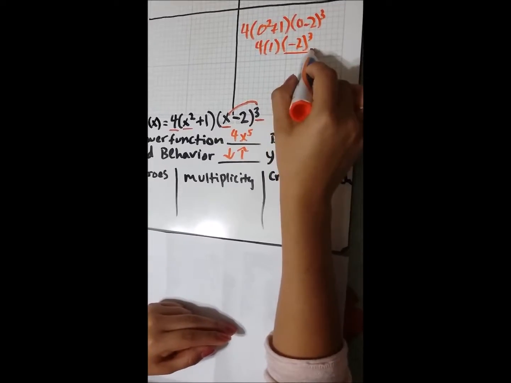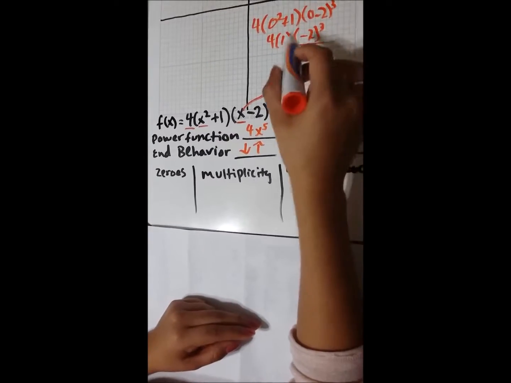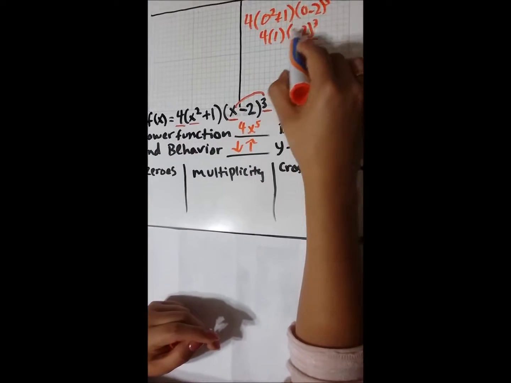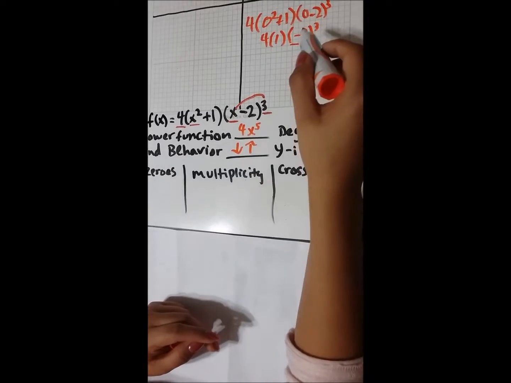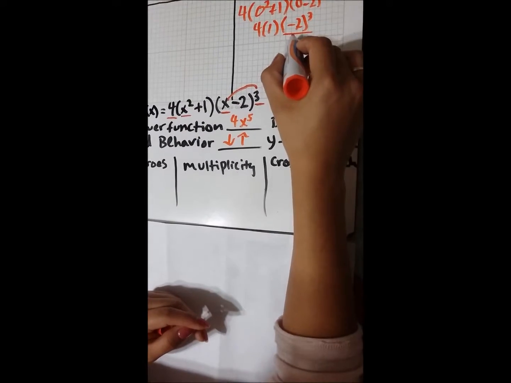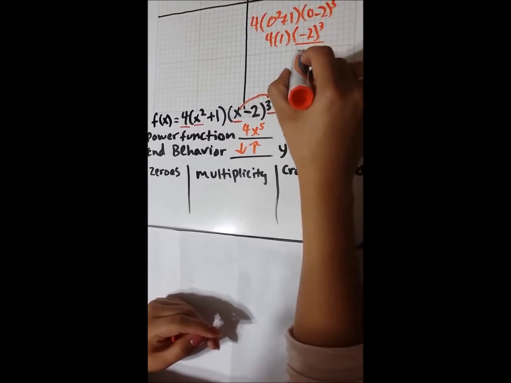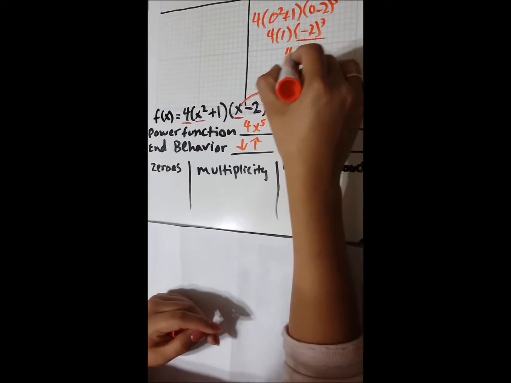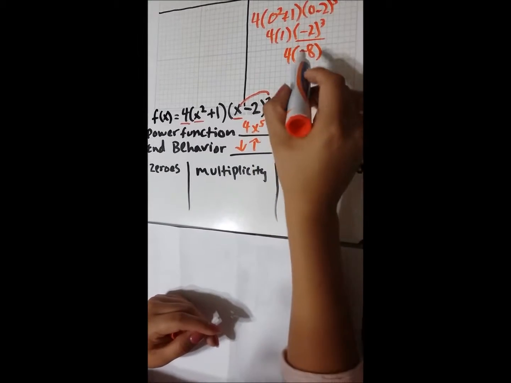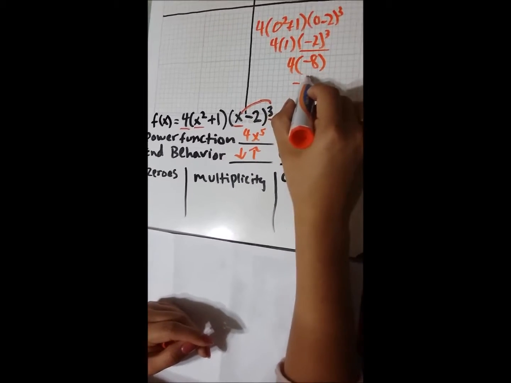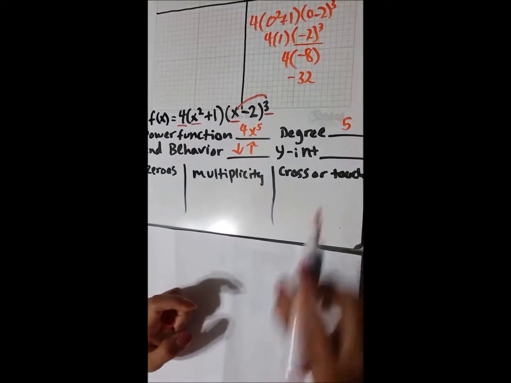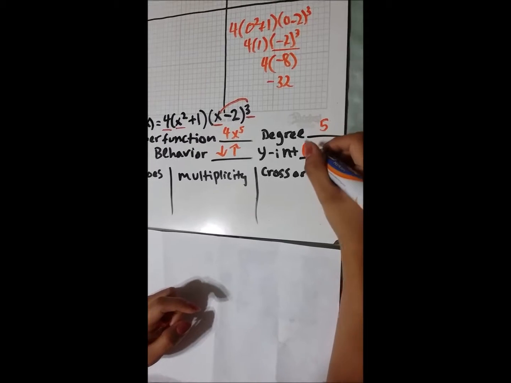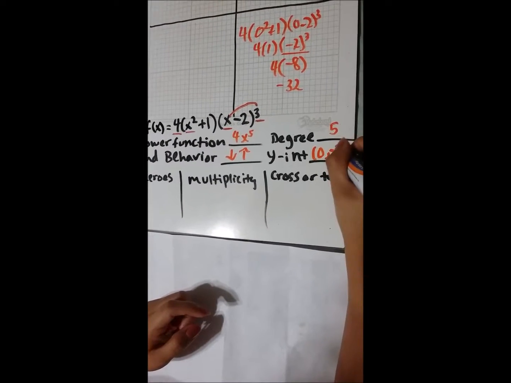Now to solve this, we have to solve negative 2 to the third power first. And since it's inside the parentheses, we're going to have to keep that negative. We're going to end up with a negative 8. And then this 4 times 1 is 4. But this is going to be multiplied. 4 times negative 8 is a negative 32. Now for the y-intercept, we always have to write it as an ordered pair. So we're going to write it as 0, negative 32.